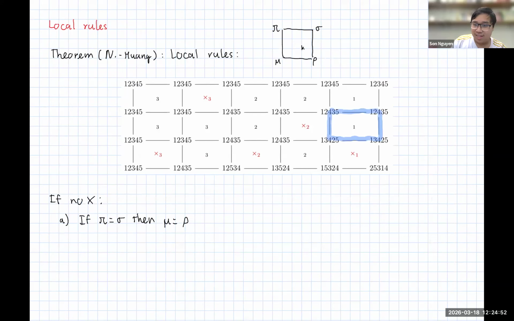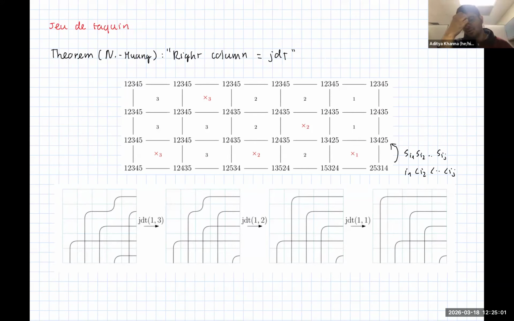So now I can tell you my local rules, and there will be some rules. Yes, before you go ahead, a question. The only permutation for which the bumpless pipe dream does not have any empty squares is the identity. Is that true? Yes, that is true. Okay. Any other question?